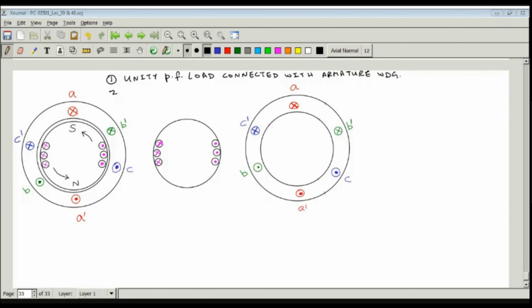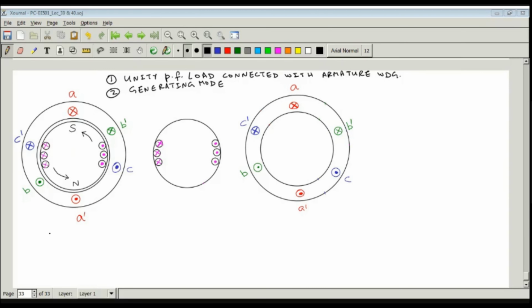Number two, synchronous generating mode is assumed. Let me write only generating mode. We are dealing with synchronous machine only, so no need to write synchronous again and again. Generating mode assumed.